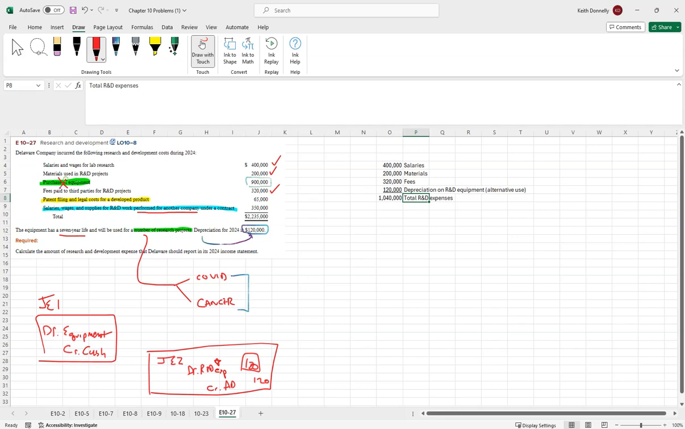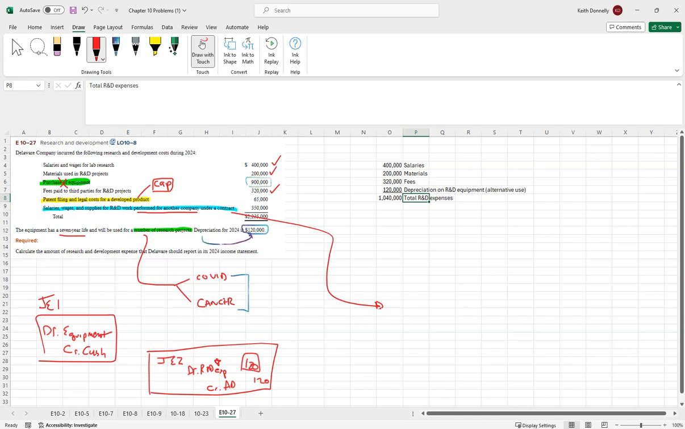But the question becomes, we talked about the green ones. We said they're special; the equipment has alternative use. The patent fees and legal costs are going to be capitalized. In other words, they're part of the patent. If you look at the PowerPoint, it's a similar example in there. So that's capitalized.